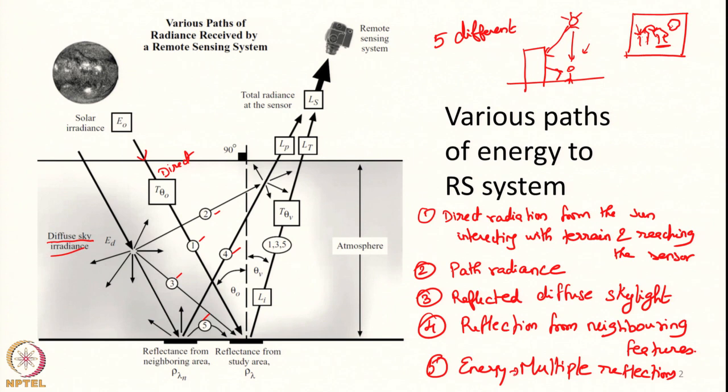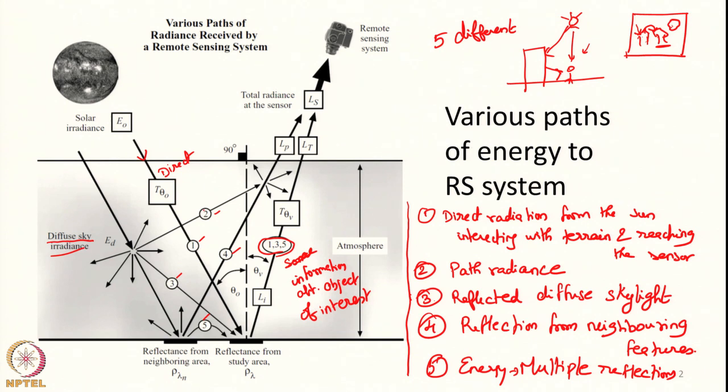So energy which is undergoing multiple reflections, energy will be coming in from objects that are closer to the object of our interest. So these are 5 paths and path 4 and path 5 everything will reach the sensor. So these are the 5 paths in which energy from the sun will reach the sensor. If you look at this path 1, 3 and 5 essentially carries some information about our object of interest, not some, that is the one which carries information about the object of interest.